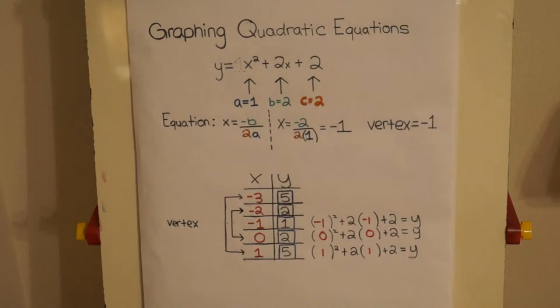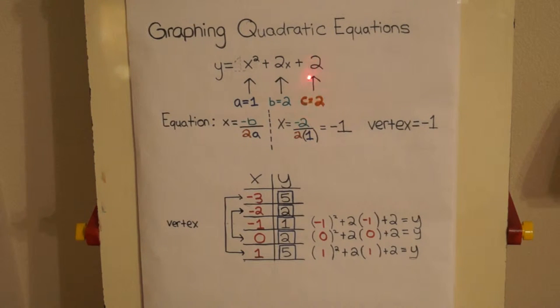To find how to graph this quadratic equation, we will first need to find its coefficients. We will label these coefficients as A, B, and C. A will be 1, B will be 2, and C will be 2.